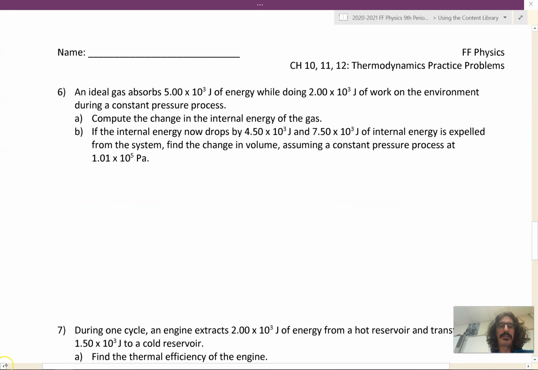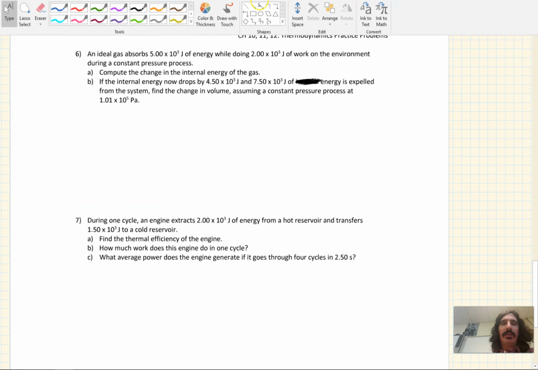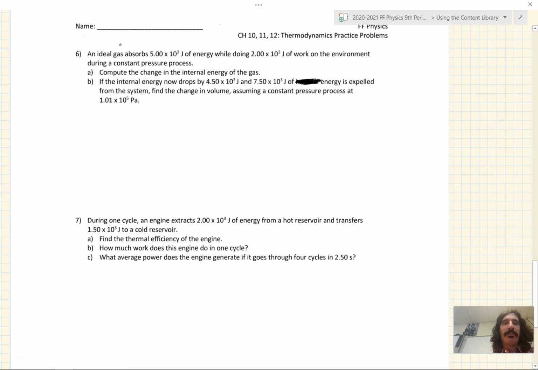Next question, number 6. An ideal gas absorbs 5.00 times 10 to the 3 joules of energy while doing 2.00 times 10 to the 3 joules of work on the environment during a constant pressure process. Compute the change in the internal energy of this gas.